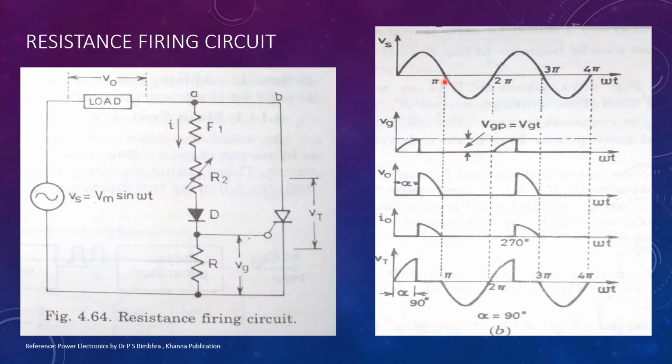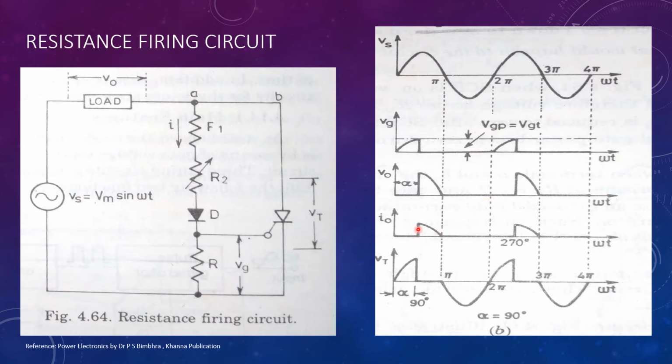At omega t equal to pi, that is 180 degree, the sine wave has reversed. Negative half cycle appears across the thyristor and reverse biases the thyristor. Since the thyristor gets reverse biased, it will act like an open switch. A reverse voltage will appear across the thyristor, and since it acts like an open switch, the load current is 0 and the load voltage is 0.